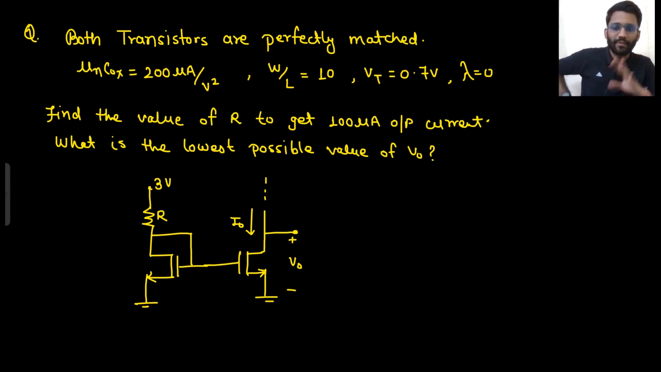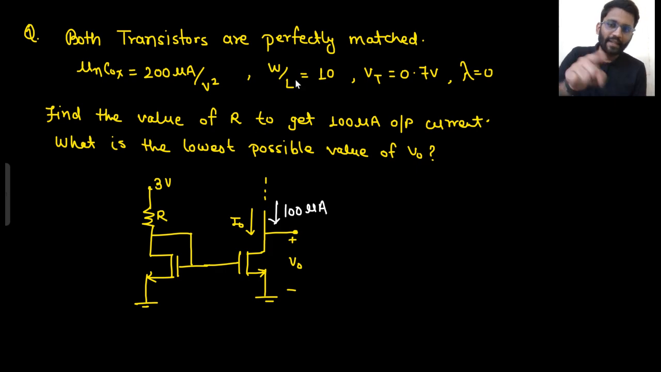So both transistors are perfectly matched. This is given. Both transistors are perfectly matched. What do you mean by perfectly matched? That means they are having same W by L. Same W by L. W by L is 10 for both of them. You need to find the value of R to get 100 microampere output current. So it is given that output current is 100 microampere. If both are having the same W by L, that means what is the current here? Tell me.